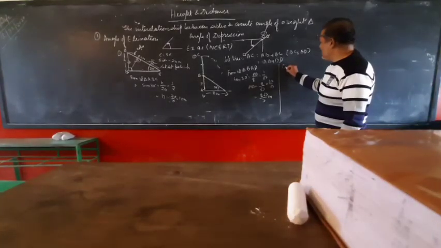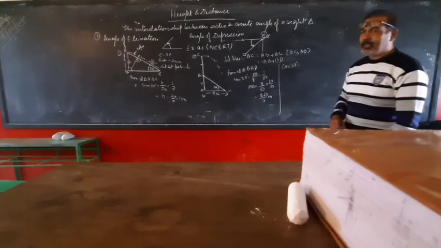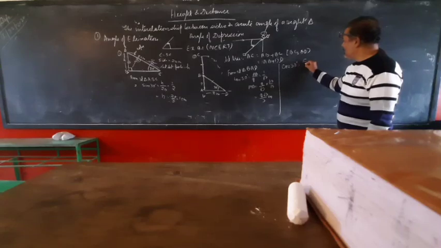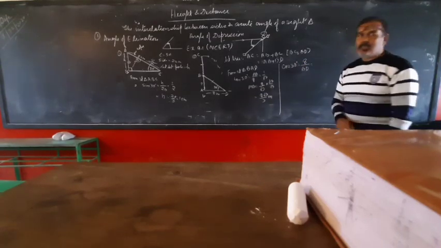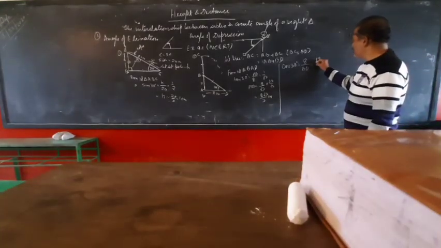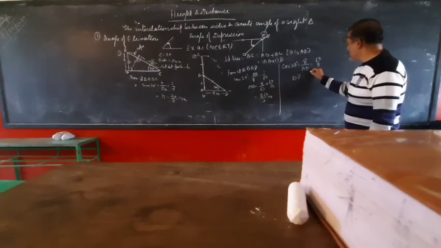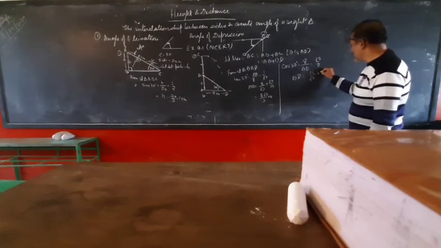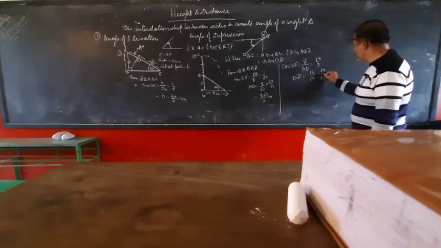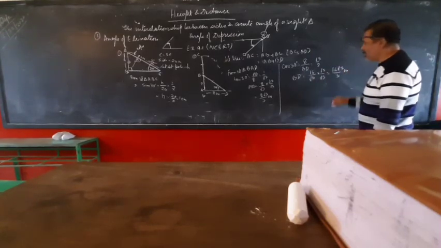So cos 30 degrees is equal to B upon H. What is the B? 8. And H is equal to BD. Cos 30 degrees is equal to? Very good. Root 3 upon 2. So here BD is equal to 16 upon root 3. Again rationalize this one. Root 3 upon root 3. That is equal to 16 root 3 upon 3 meters.